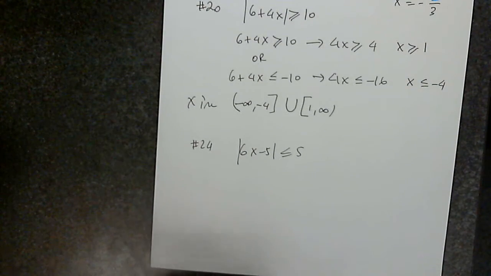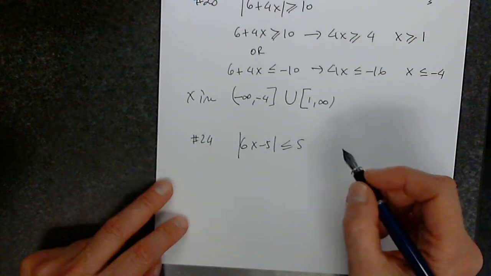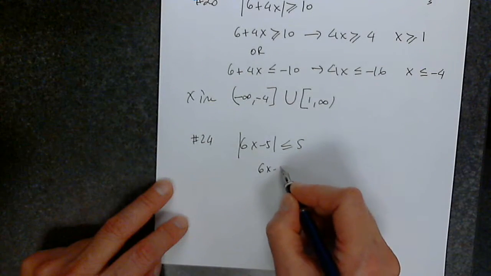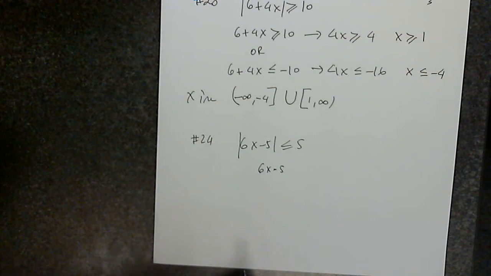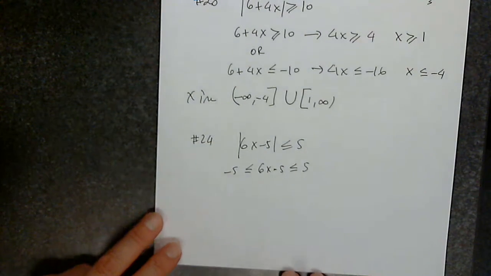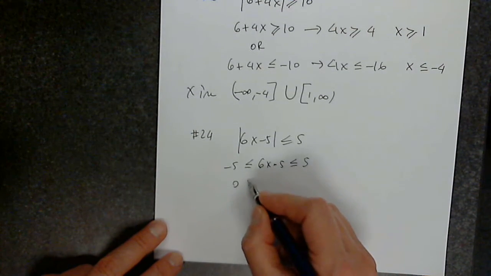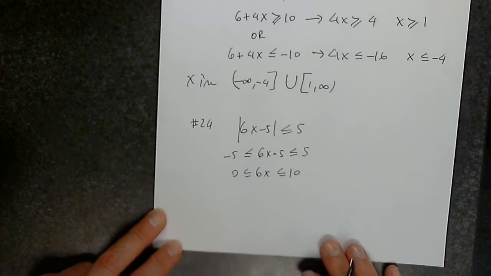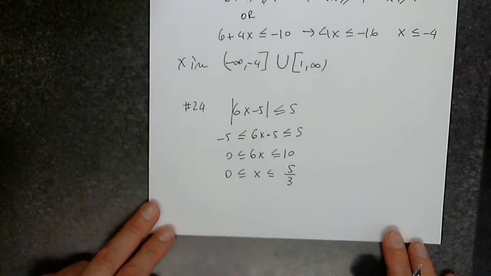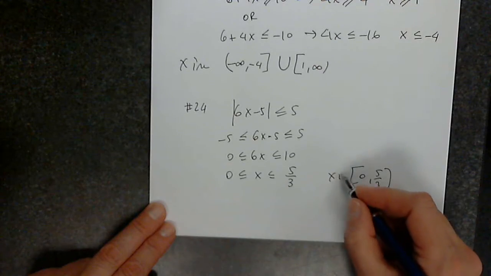Okay, the translation, please, or the equivalency. 6x minus 5 is less than or equal to 5 and greater than or equal to negative 5. First step. Good. Divided by 6, 10 divided by 6. So in interval notation, 0 to 5/3, x in that.